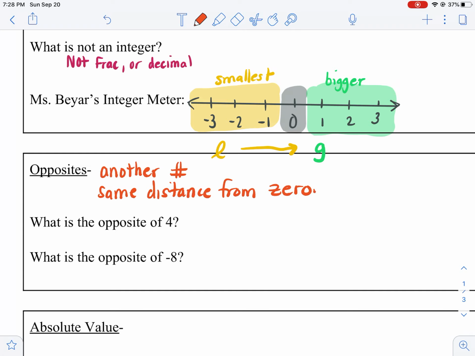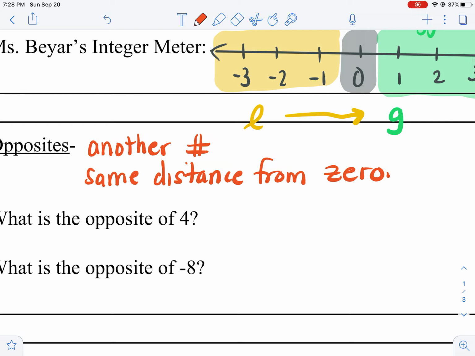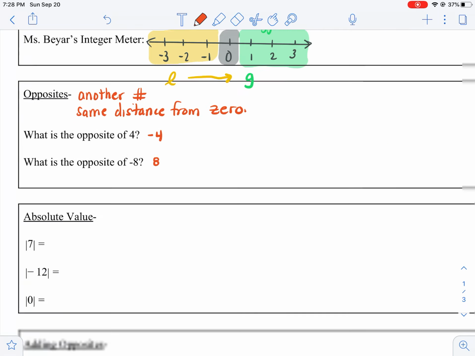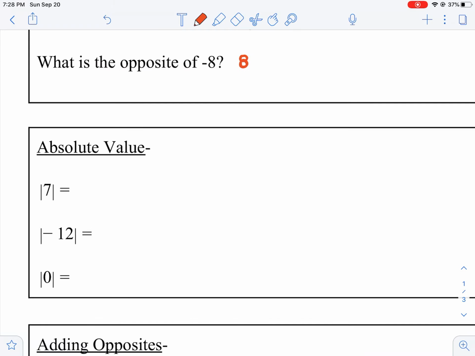That's like our definition. So what is the opposite of 4? 4 is 4 away from 0. But what else is 4 away from 0? And that answer is -4. So the opposite means we can just switch the sign, the opposite sign. So what is the opposite of -8? And that is +8. Okay?